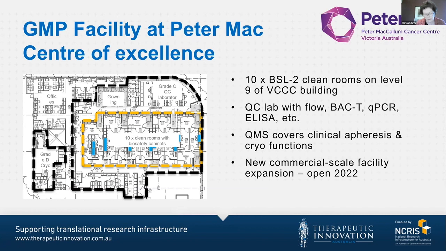And Peter Mac's GMP facility has 10 clean rooms that are TGA licensed, BSL2, and a QC lab equipped with various testing platforms. The quality management system covers collection, which is mostly apheresis, and also has cryopreservation functions. The facility is currently undergoing extensive expansion, which includes the building of 3 commercial scale clean rooms with the capacity of commercial supply of several products simultaneously, which will be functional in 2022. So it's a great piece of infrastructure for Australia.